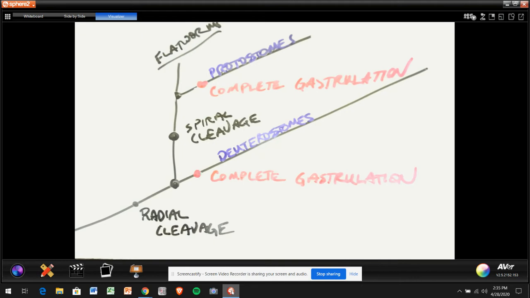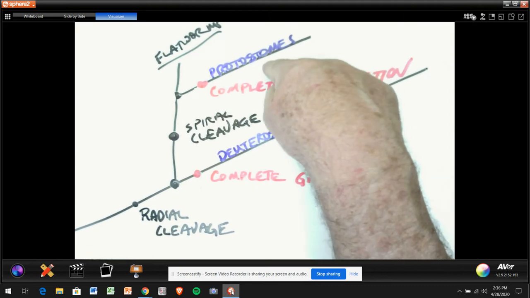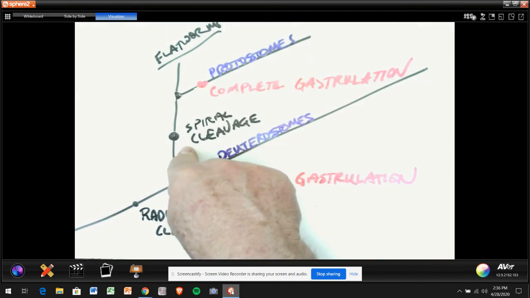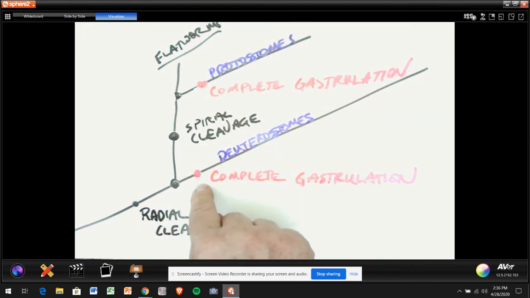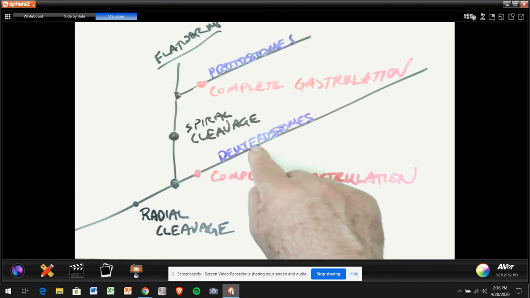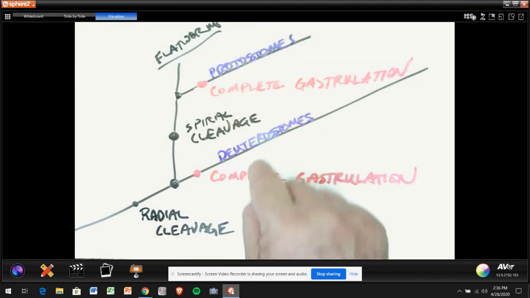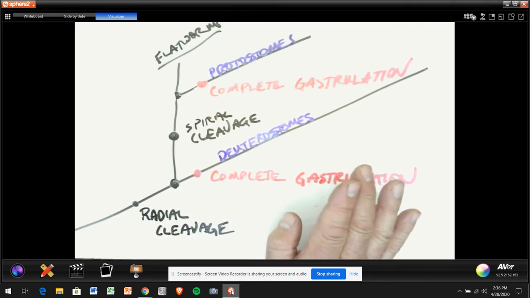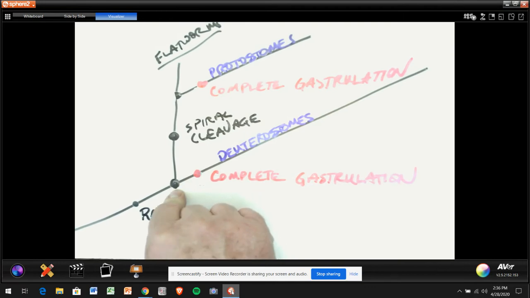So complete gastrulation, the formation of a digestive tract, has evolved separately and independently twice in the history of the animal kingdom. Once, where the opening of the blastopore became the mouth, which followed the pattern of spiral cleavage, and once which continued the pattern of radial cleavage, but the first opening was not the mouth. The second opening, deuterostome, second opening, was the mouth. So complete gastrulation has evolved twice within the animal kingdom independently. The common ancestor to the protostomes and deuterostomes had incomplete gastrulation.